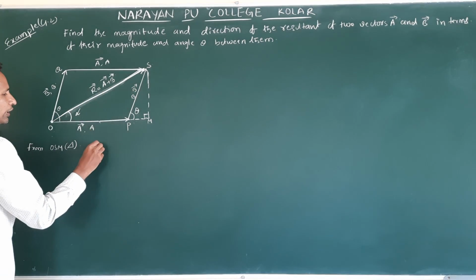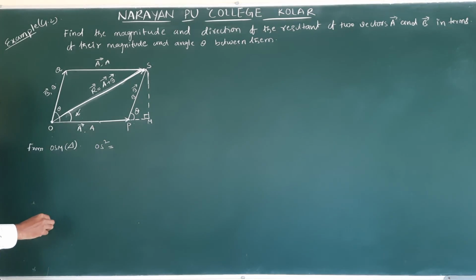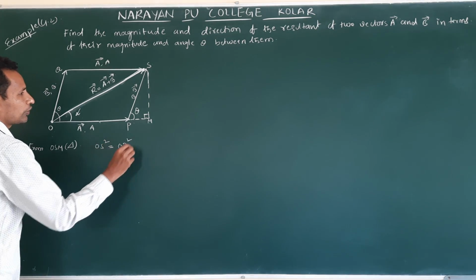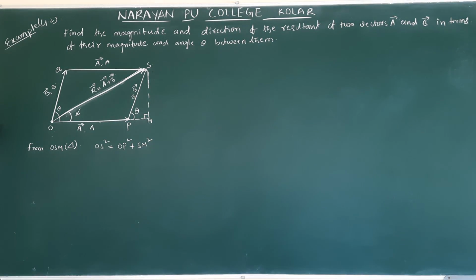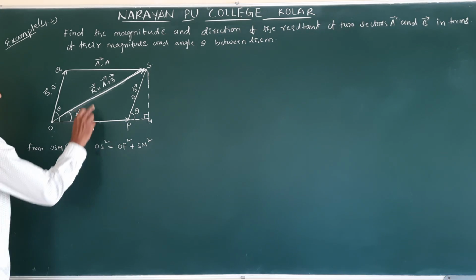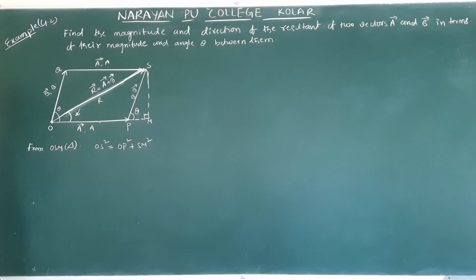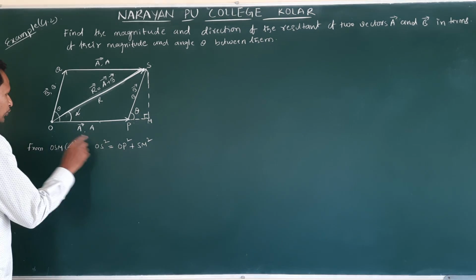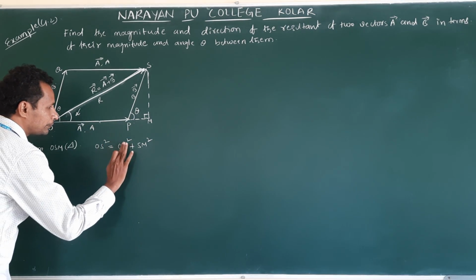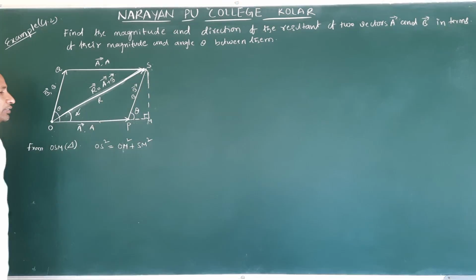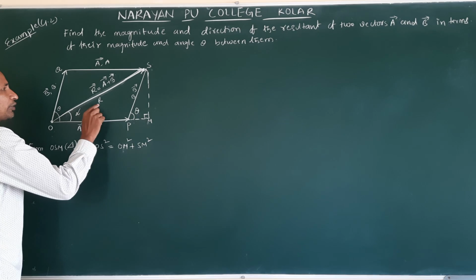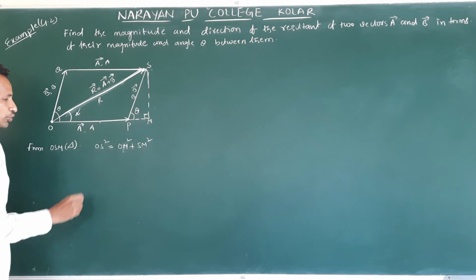What we required? OS required. So OS square, hypotenuse square, is equal to side square, OP square plus, what is this? SM square. Am I correct? Clear? Pythagoras theorem. Now OS represents what? Magnitude R. This is not OP, this is OM. OM, SM, right. And OS represents the magnitude of vector R.